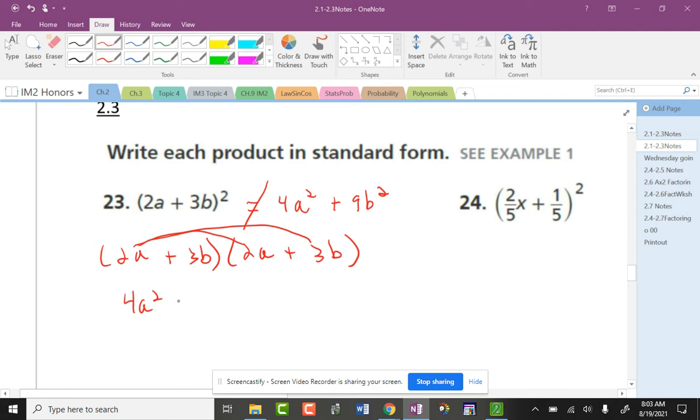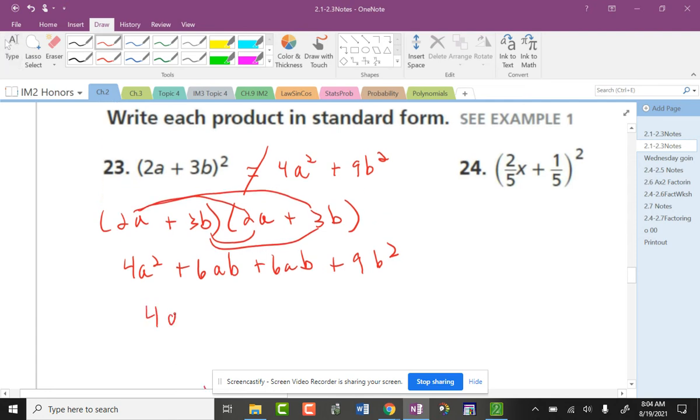2 times 3 is 6. And then we'll go fast on this. And then another 6ab. And then the 9b squared. So we do get those 2 terms, 4a squared and 9b squared, but there's a middle term. All right? And then 4a squared plus 12ab.